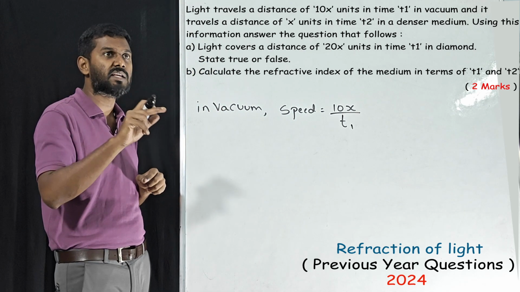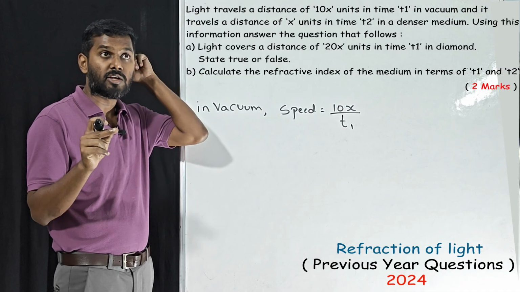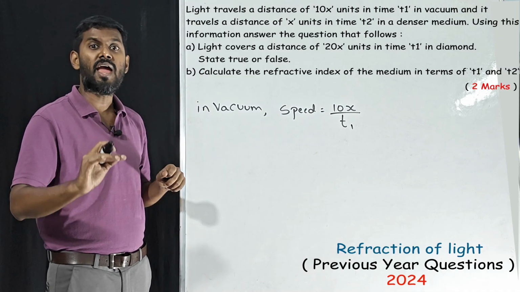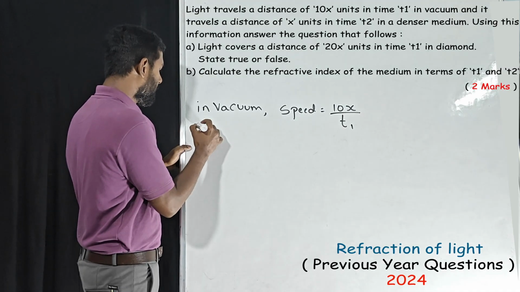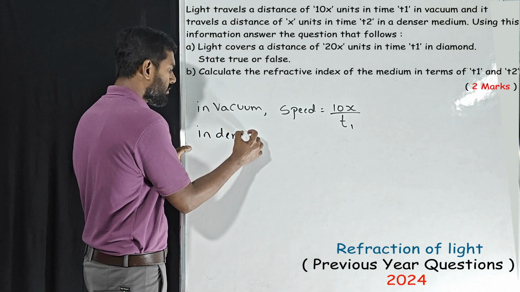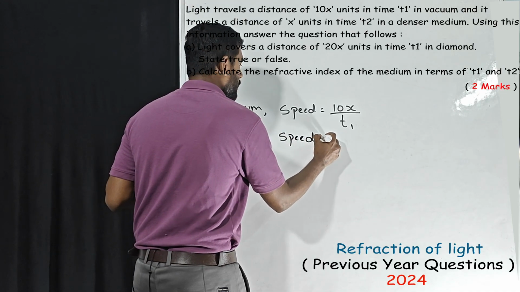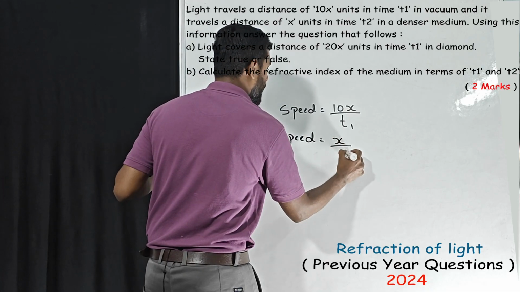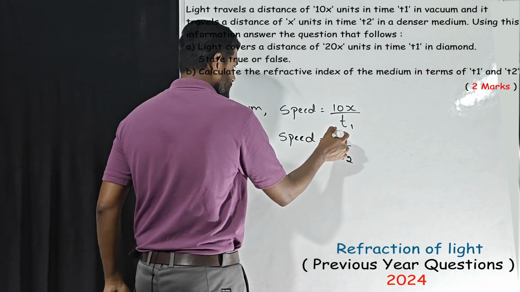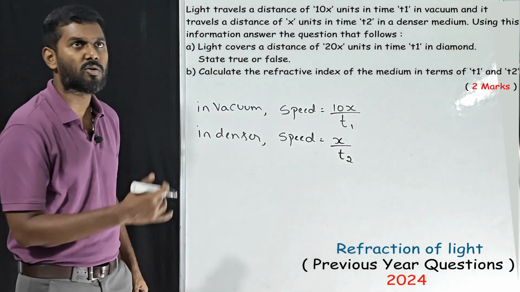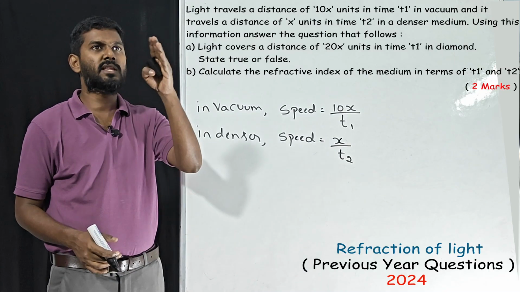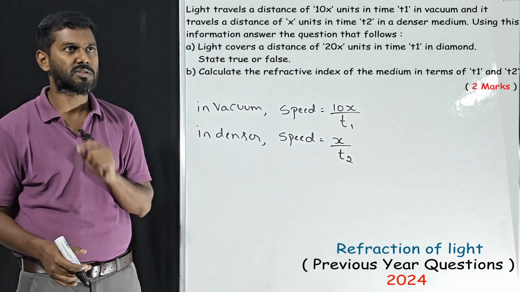It travels a distance of x units in time T2 in a denser medium. In the denser medium, speed will be equal to x divided by T2. It travels x distance in time T2. This is their question. Now, using this information, answer the following questions.